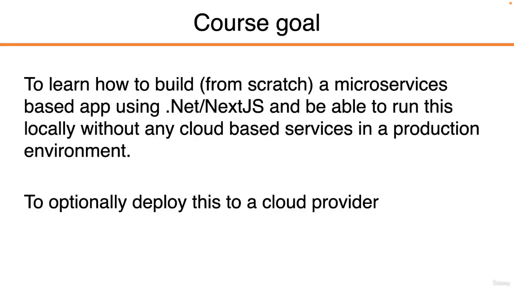So just to run through the goal of this course, it's to learn how to build from scratch a microservices-based application using .NET and Next.js, and to be able to run this locally without any cloud-based services in a production environment. And also to optionally deploy this to a cloud provider. I've said that's optional because there's really no free way of deploying a microservices-based app to the internet. It is a paid-for thing, but the main goal of this course is to get this all running locally that doesn't cost us anything. And optionally, we can go a step further if we wish to do so. That's all covered inside this course.